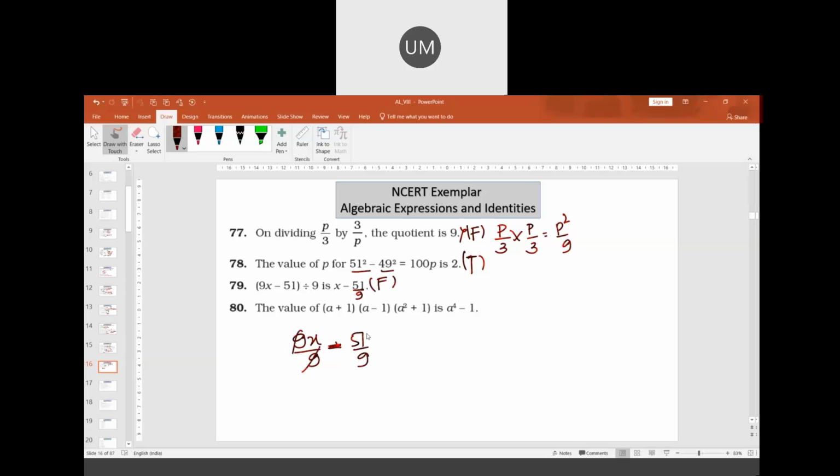Value of... 1 square plus 1 is 4. Sir, false. False. I say it is true. Why is it true?